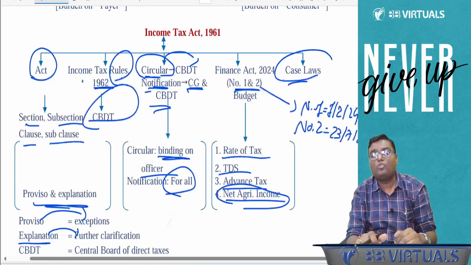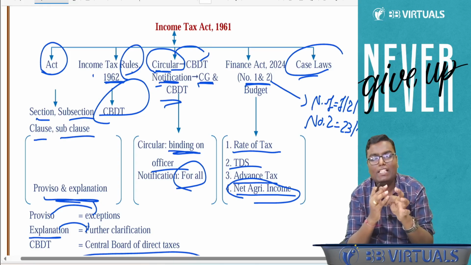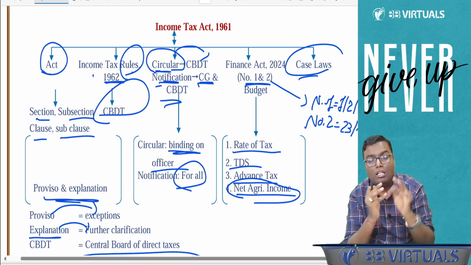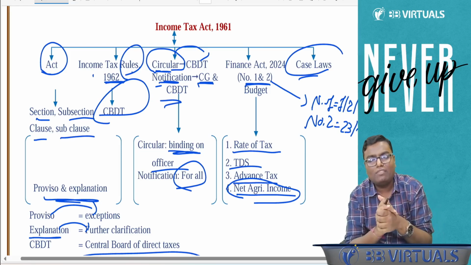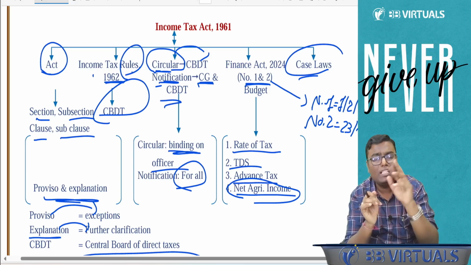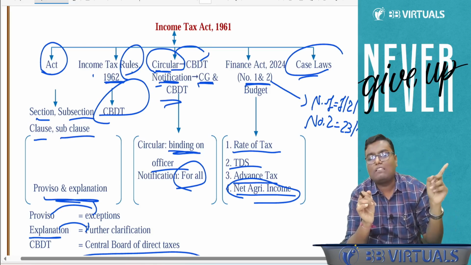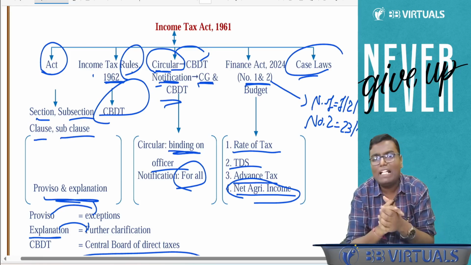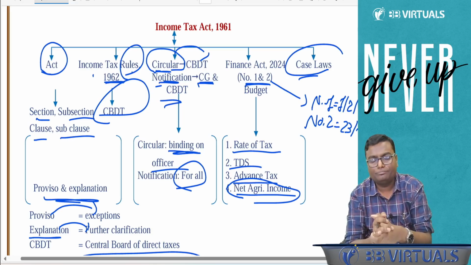So in total, we are going to study 5 things. Act. What is the name of the act? Income Tax Act 1961. What is written in that? Section, subsection, clause, subclause. Exceptions are given under what? Proviso. Further clarifications are given under what? Clarification, explanation. Procedures are written in Income Tax Rules 1962. Who issued that? CBDT. What is the full form? Central Board of Direct Taxes.